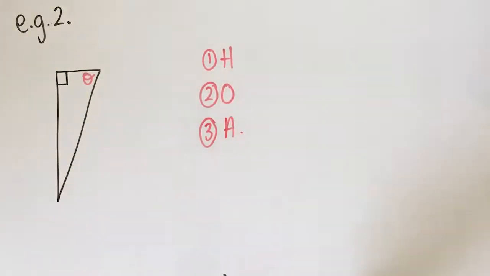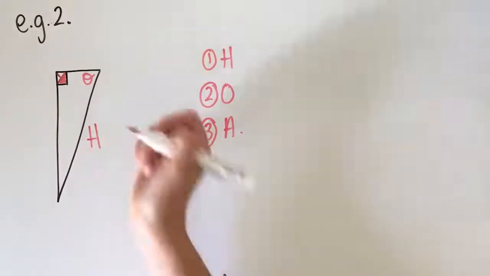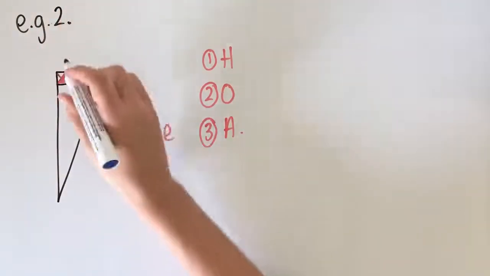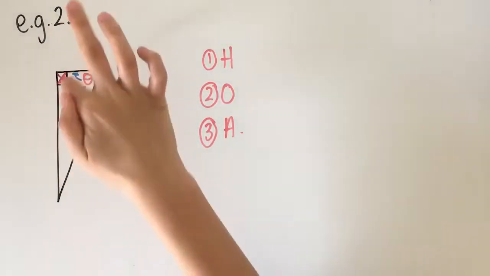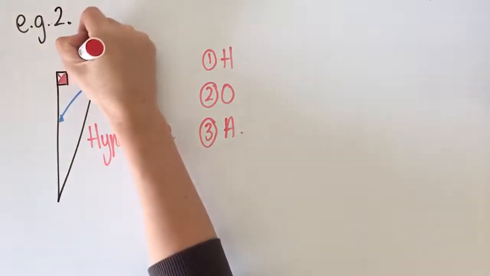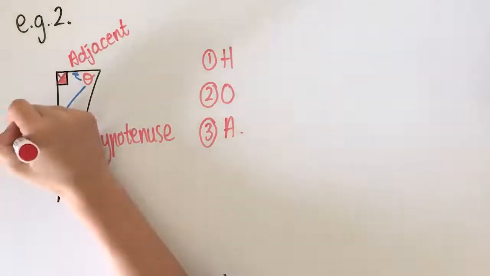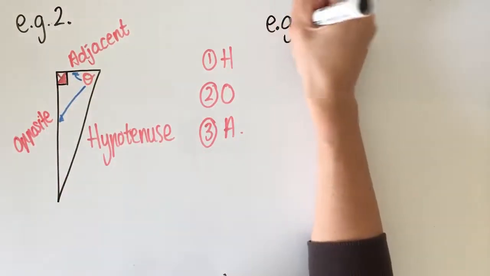So hypotenuse is the longest side and it's opposite the right angle. So I find my right angle, I turn it into an arrow, I know that this is going to be my hypotenuse. That's my longest side. Now, I've got a side that is here, and I've got a side that is here. These are the ones that are left. So this one is obviously next to it, so this is going to be our adjacent. And this side is further away, so that's going to be our opposite.